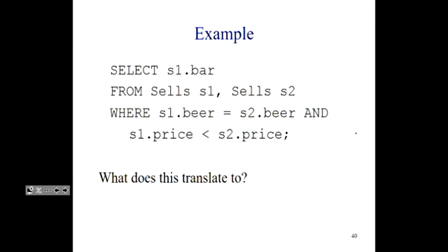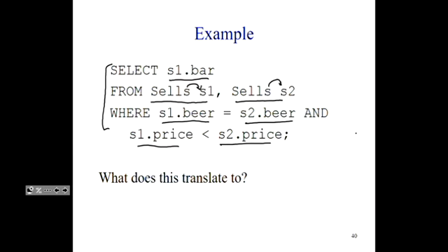So let's consider this example. Let's say I have this select-from-where query where I want to select s1.bar from Sells s1 and Sells s2, so Sells is being renamed as s1 and also as s2, where s1.beer is equal to s2.beer and s1.price is less than s2.price. Any guesses on what this query might translate to?